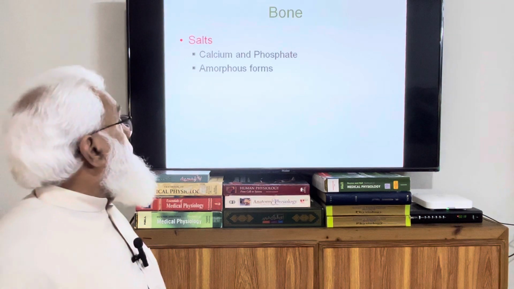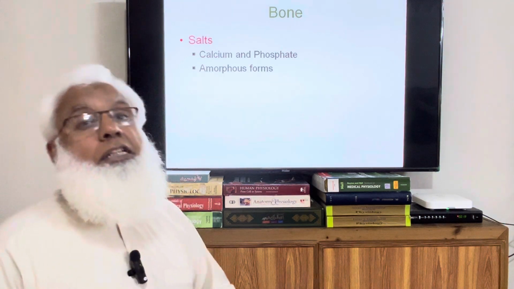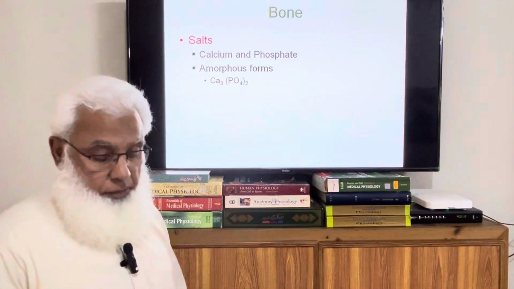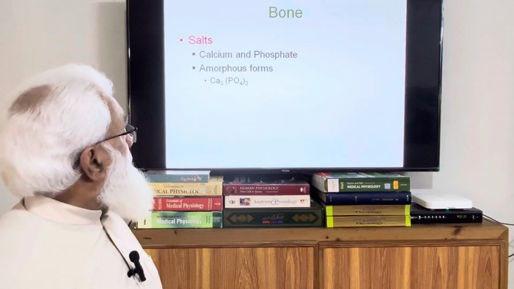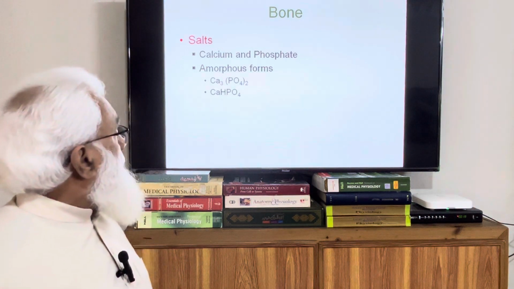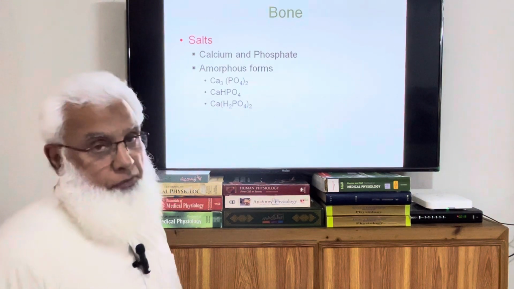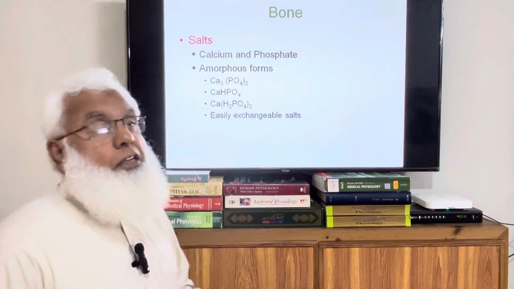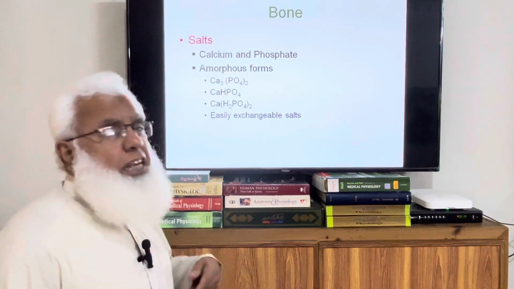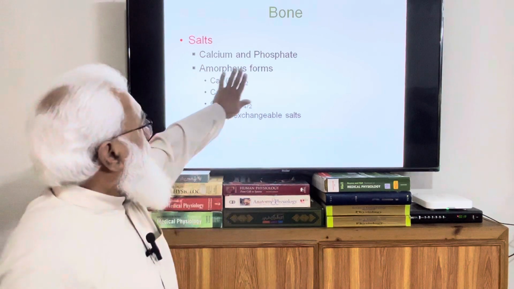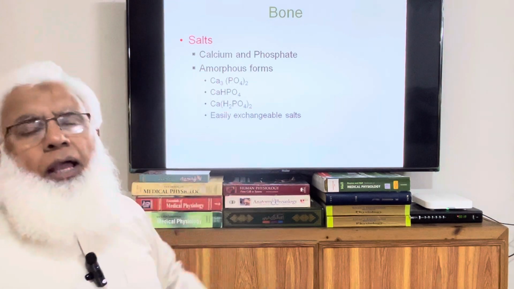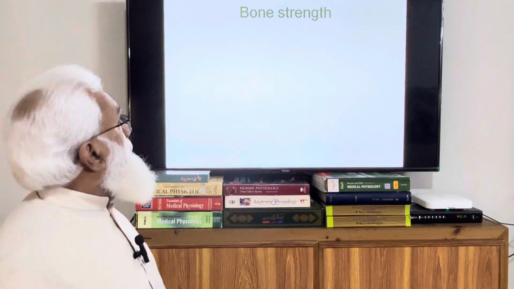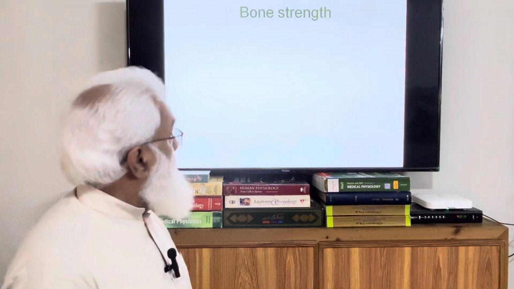There is also an amorphous, non-crystalline form of calcium and phosphate, known as amorphous calcium phosphate. There may be several compounds, such as calcium monohydrogen phosphate or calcium dihydrogen phosphate. These amorphous, non-crystalline forms are easily exchangeable salts. Initially deposition occurs in this form and later on they are converted into hydroxyapatite crystals.